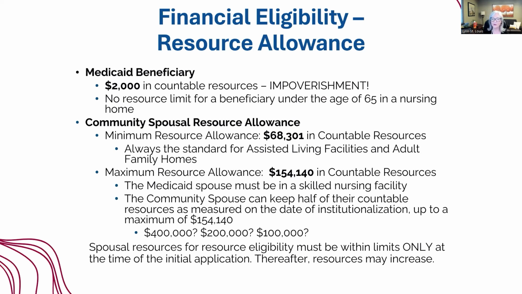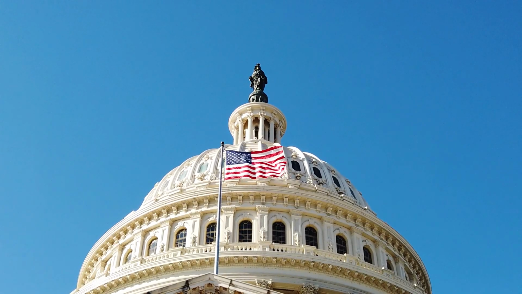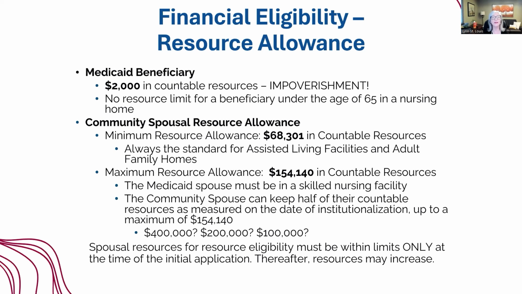The next part of this slide is Community Spousal Resource Allowance. And that is the amount of money that the state says that the well spouse, the community spouse, can keep to avoid spousal impoverishment. So Medicaid actually does have a policy to prevent the well spouse from becoming impoverished, and thus Medicaid allows the community spouse to keep money beyond that $2,000. For benefits that are provided under the COPES program or the CFC program, it is $68,301. That's what the current standard is.